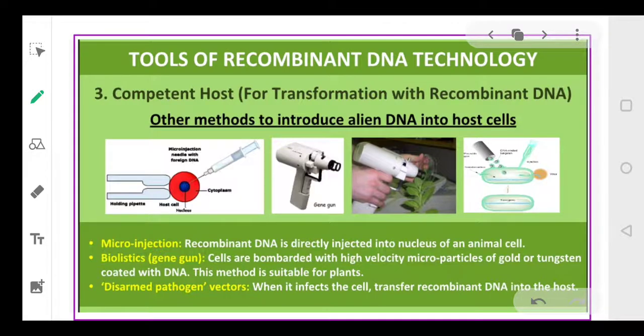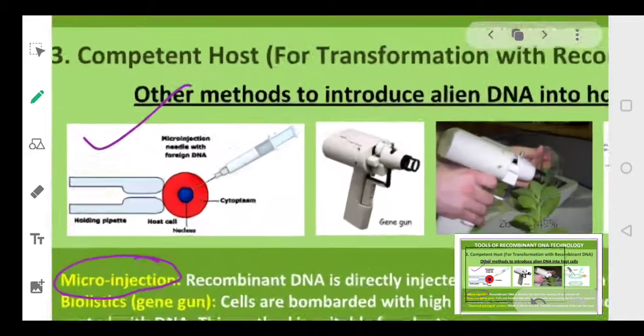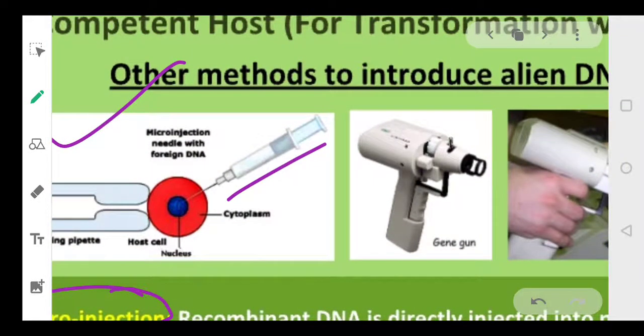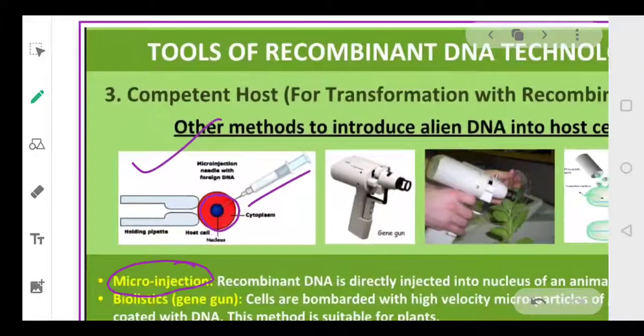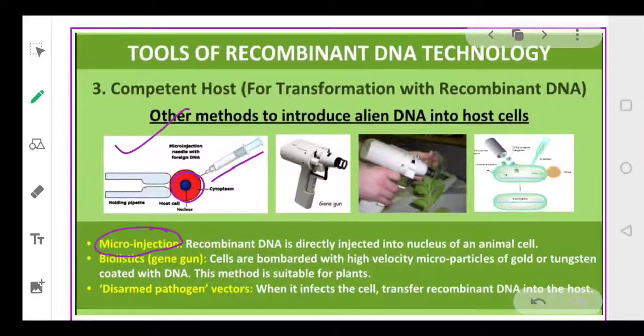Now apart from this, there are other several methods which can be used to deliver the foreign DNA into the host cells. Like first of all, we can have a microinjection. As you can see in the first picture, we can use an injection which has a very fine needle, and the DNA can directly be introduced into the cell, into the nucleus of the host cell. So with the help of a microinjection, we can directly introduce the recombinant DNA into the nucleus of an animal cell. Second is called your gene gun or the ballistic process.